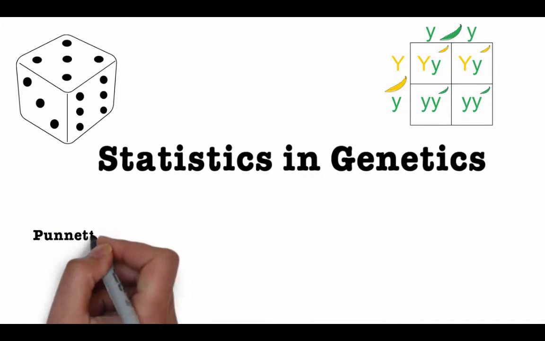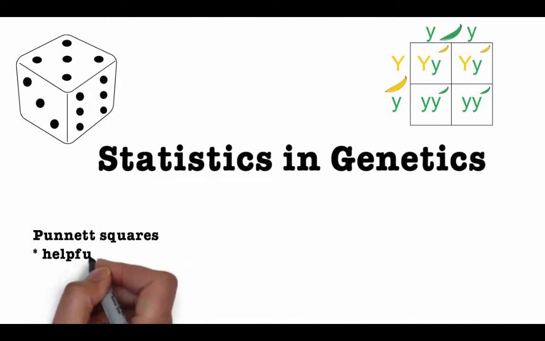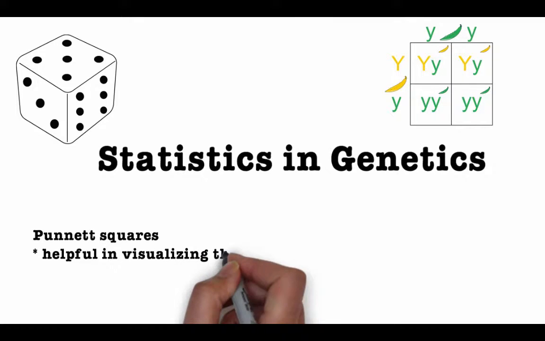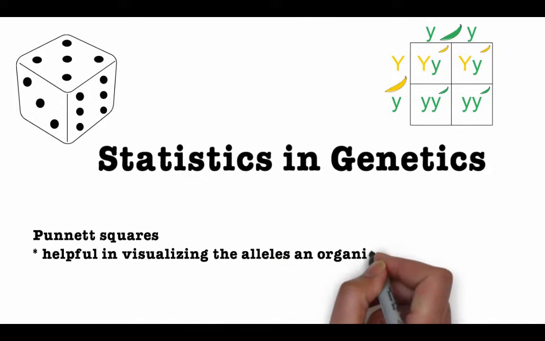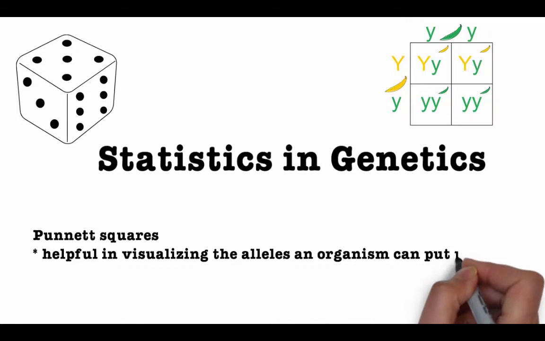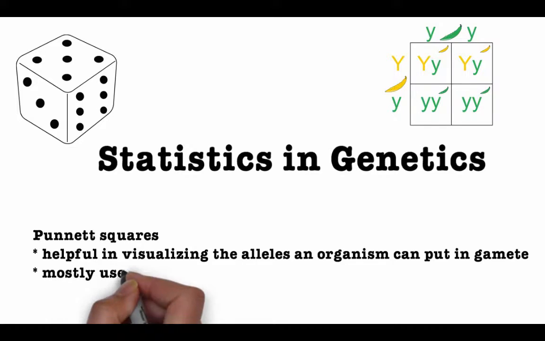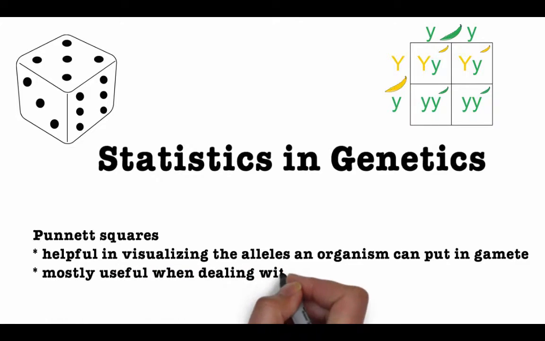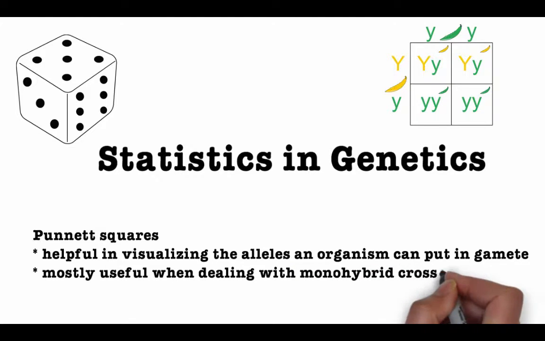In Lesson 1, we used Punnett squares. While they are really helpful in visualizing the alleles an organism can put into a gamete, they are mostly useful with monohybrid crosses. They lose their usefulness with multi-trait crosses because they can become quite cumbersome.